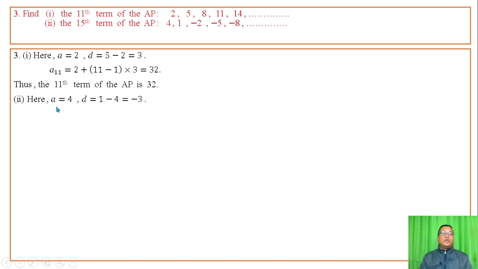For Roman number 2, a is 4 and the common difference is second term minus first term, that is 1 minus 4, which is minus 3. Therefore, a15 is a, whose value is 4, plus (15 minus 1) times the common difference, minus 3. With simplification, we get minus 38. Thus, the 15th term of the AP is minus 38.